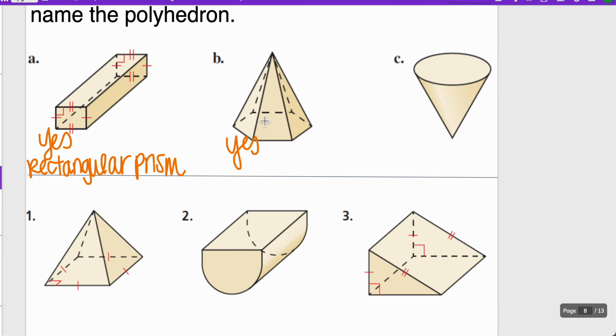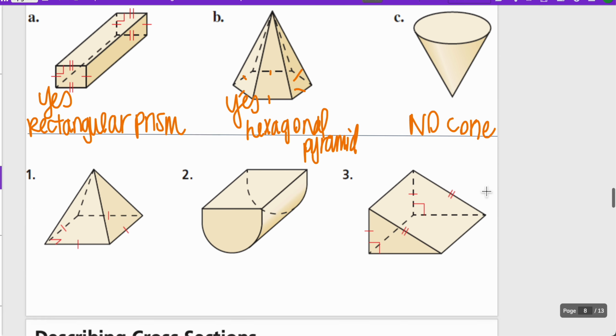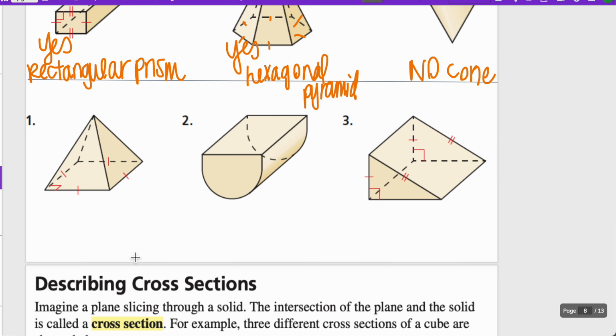Letter B is also a yes. This is a pyramid, and I'm just counting the base sides here. This is a six-sided hexagon, so this is a hexagonal pyramid. And letter C is not a polyhedron, so we would just say no for that one. That's a cone, and it's got a circle going on, essentially. Go ahead and pause the video here, try 1, 2, and 3. When you're done, click play to see how you did.